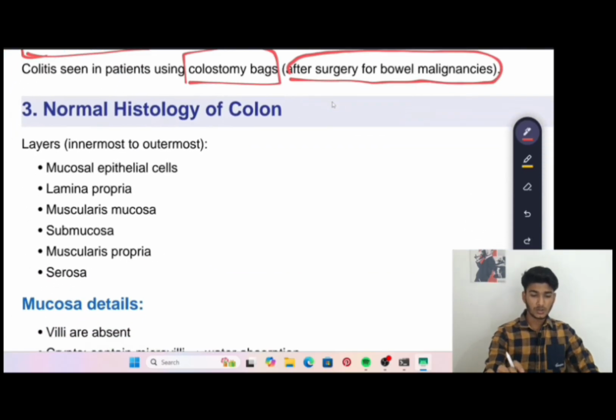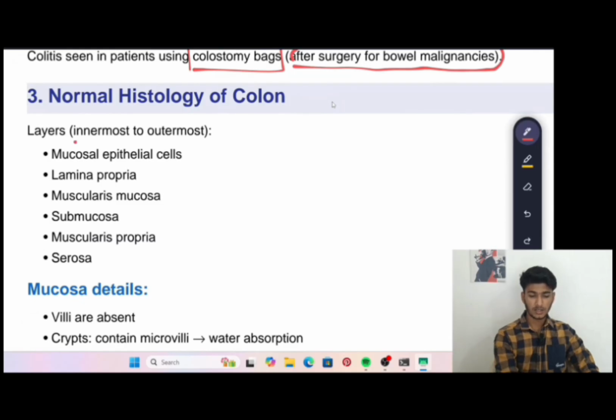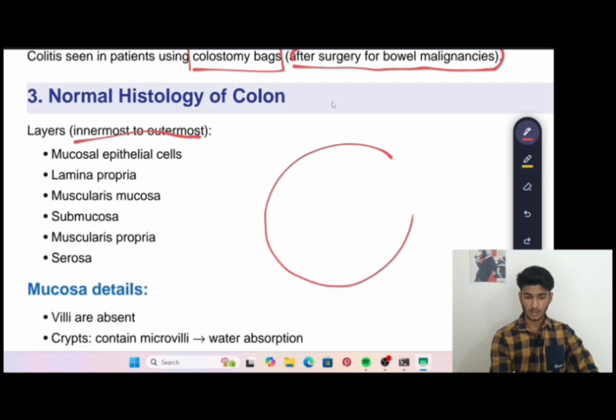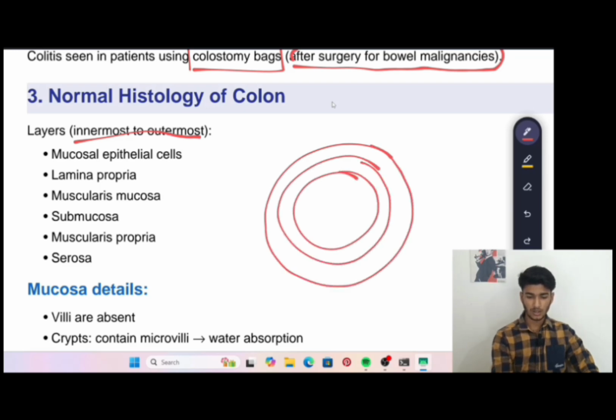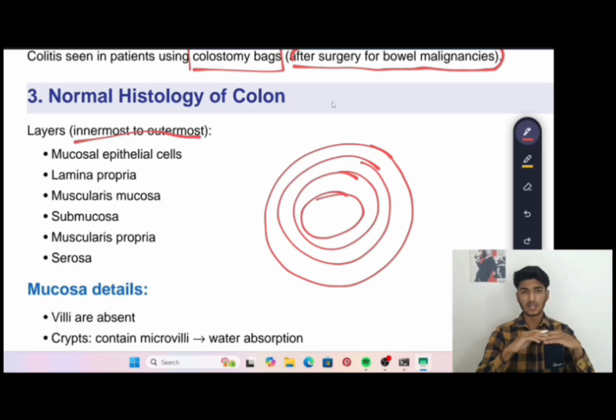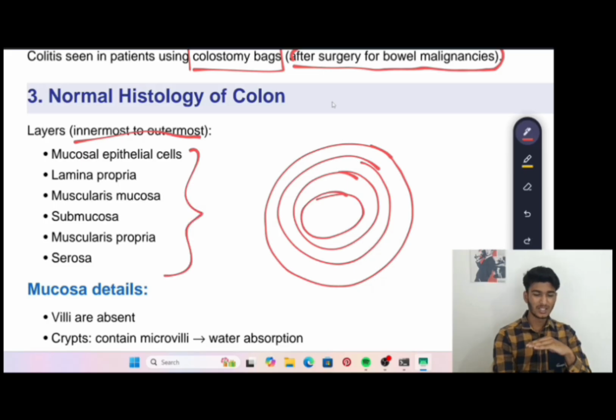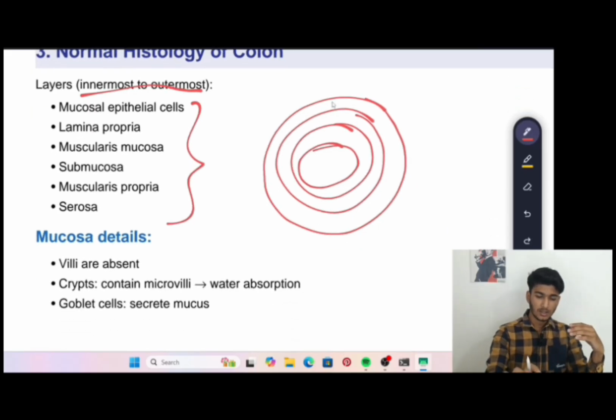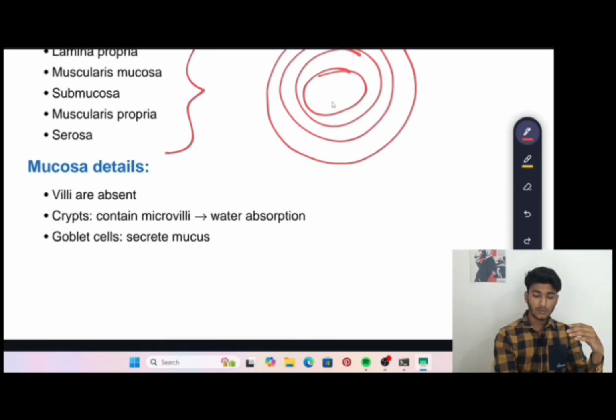Now some normal histology of the colon. The layers can be described from inner to outer, but I have learned from outer to inner, so I will go with that. The first is serosa, then muscularis, submucosa, and mucosa. These are basically the four major layers present in the colon. So you can see here it is given more, and there are in-between layers present as well.